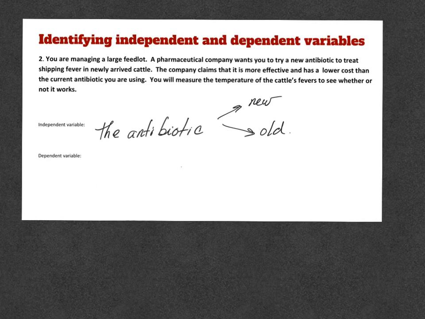Which one's more effective? How are you going to observe that? By testing it. How? Read the problem. What are you going to measure to see which one is more effective? To see the temperature of the cattle. So the dependent one is the temperature of the cattle.